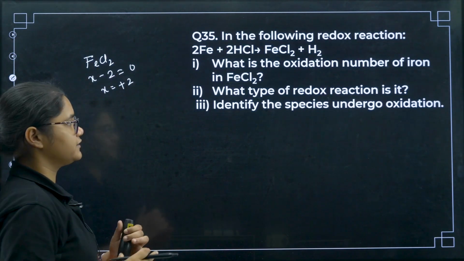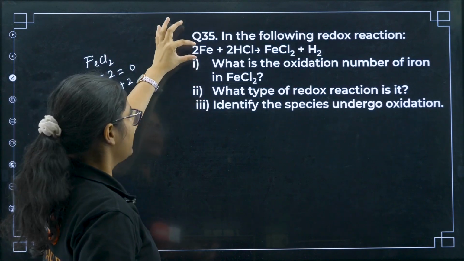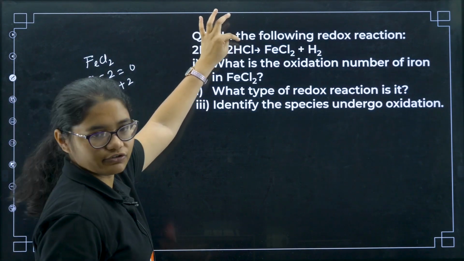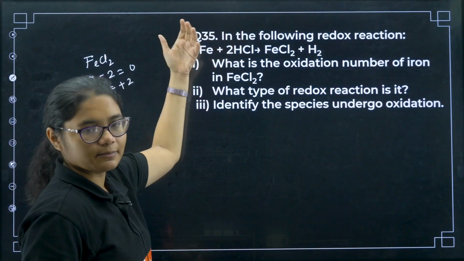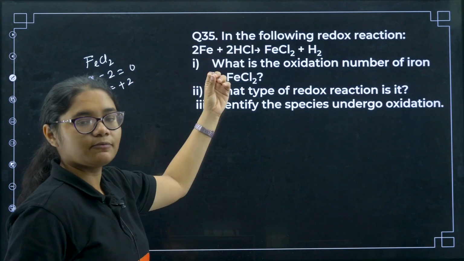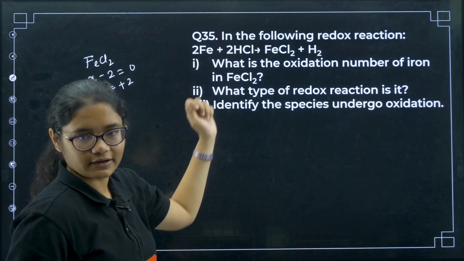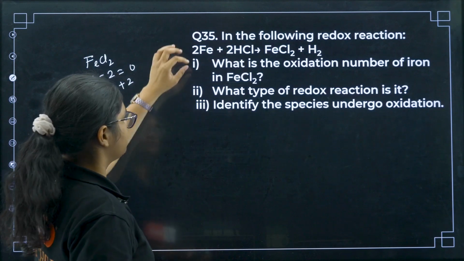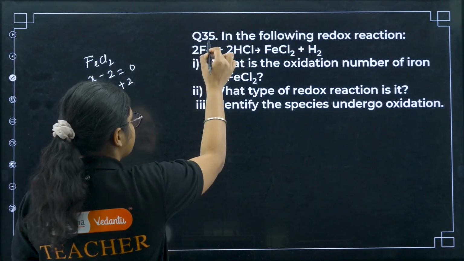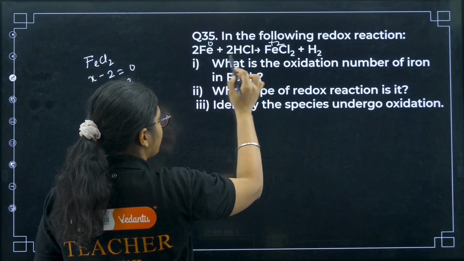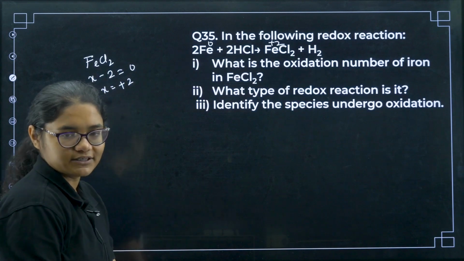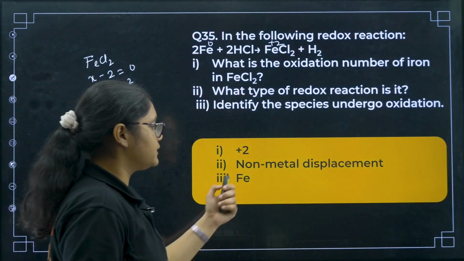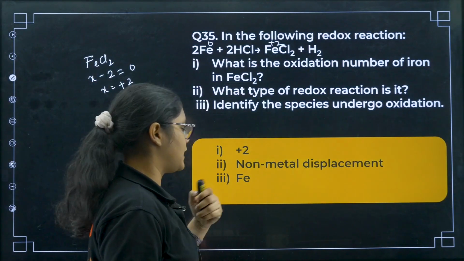Next, what type of redox reaction is it? So basically, if you see what is happening, Fe is replacing this hydrogen, right? Or non-metal replacement is happening. So it is a type of non-metal displacement reaction. Next, identify the species undergoing oxidation. Fe's oxidation number changes from 0 to +2, right? So Fe is undergoing oxidation.